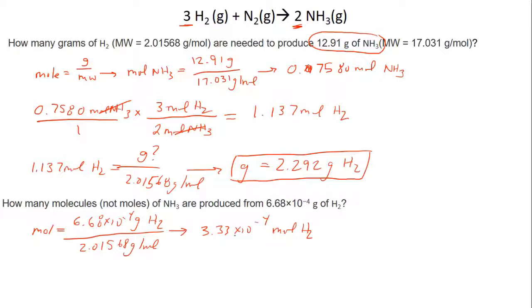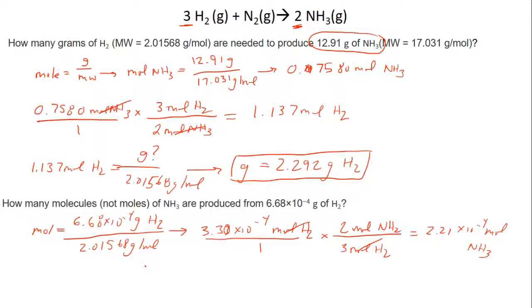And now we need to convert our moles of hydrogen to moles of ammonia before we can do anything else. For every 3 moles of hydrogen we put into the reaction, we get 2 moles of ammonia out of the reaction. So multiply by 2/3, moles of hydrogen cancel, and we get about 2.21 times 10 to the minus 4 moles of ammonia. And what does that leave us with?